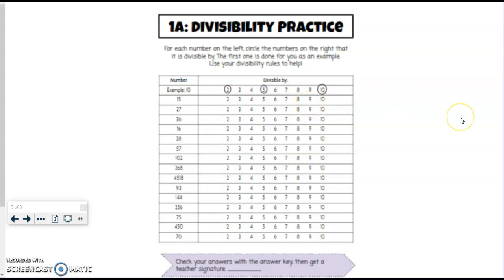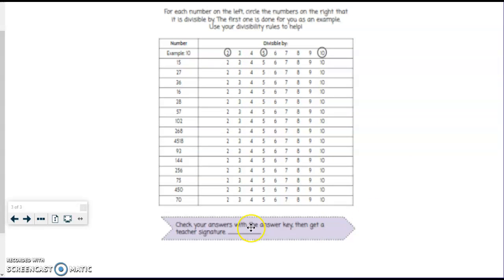Okay, you might need to do some work off to the side on a whiteboard or scratch paper, whatever you prefer. But whatever it is, you want to make sure you're circling all of them. Then you want to check with the answer key first, then get a teacher signature, and move on.